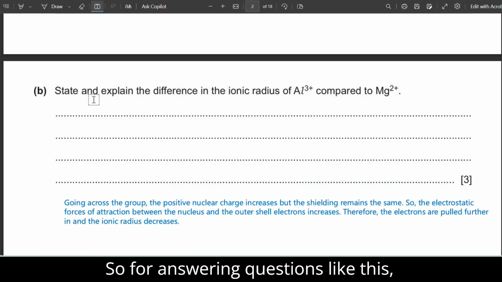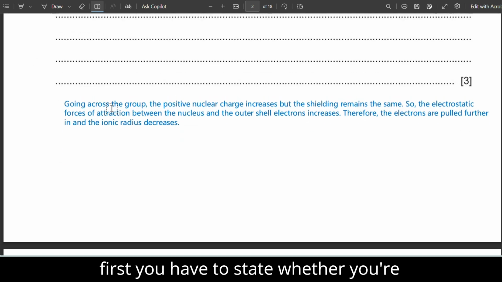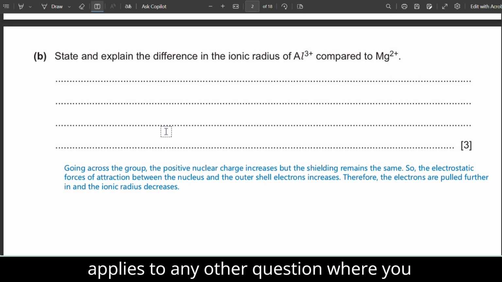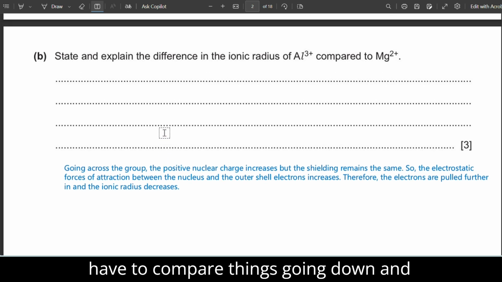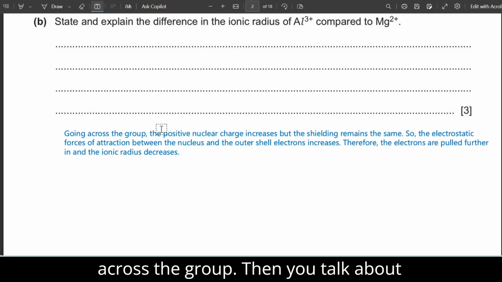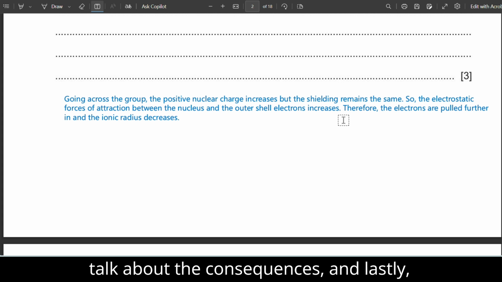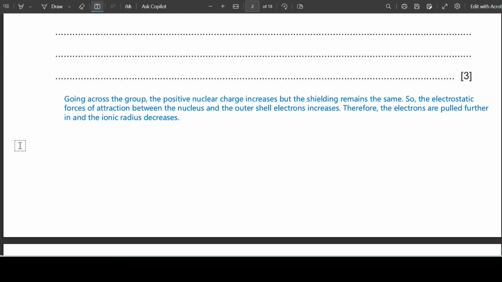For answering questions like this, first you have to state whether you're going across or down the group. This also applies to any other question where you have to compare things going down and across the group. Then you talk about what changes and what doesn't change, talk about the consequences, and lastly you conclude it.